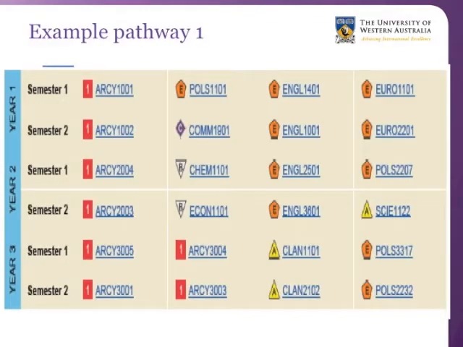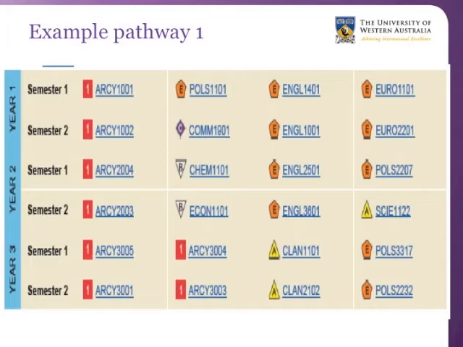Here's a sample of a pathway that a student might take throughout their degree. Looking from left to right, starting from the top, the student enrolled in a Level 1 Archaeology unit in their first semester, a Politics unit, a Level 1 English unit, and a Level 1 European Studies unit. In their second semester, they enrolled in another Level 1 Archaeology unit, COM 1901, which is a complementary unit for the archaeology major. They enrolled in another Level 1 unit and a Level 2 Euro Studies unit.